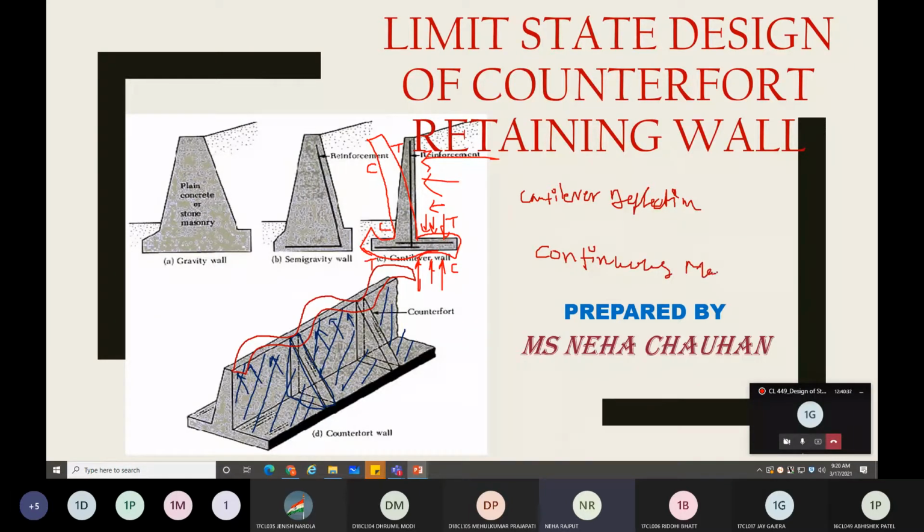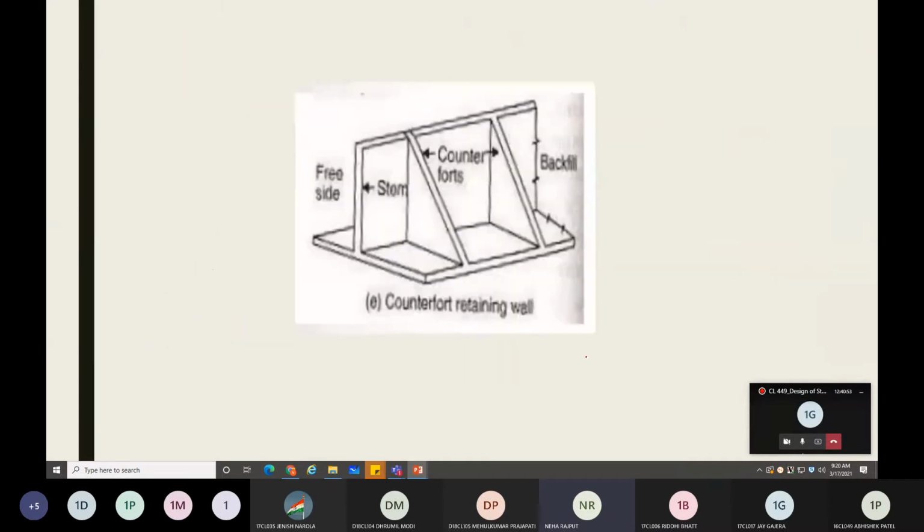Continuous member. So this is the deflection of a continuous beam, where the support is facing the deflection and the mid span also has some deflection.